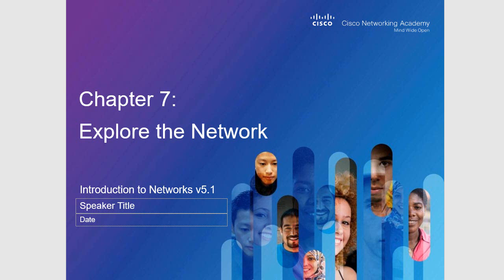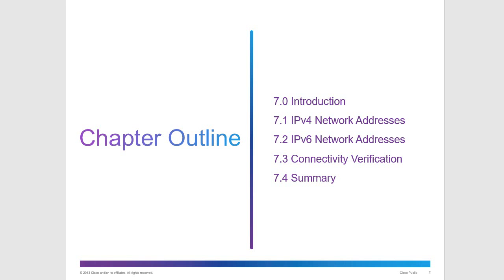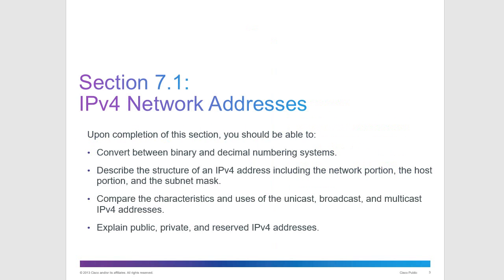Welcome to another exciting episode of CCNA 1. This time we're in Chapter 7, Exploring the Network. We will be taking a look at your IPv4 network addresses, IPv6 network addresses, connectivity verification, and some other things that are thrown in there. A lot of binary to decimal conversion, hex to decimal, and so on and so forth. So we'll go ahead and get started here.